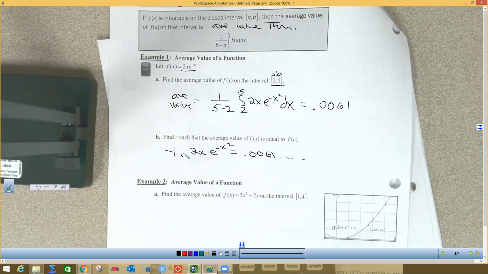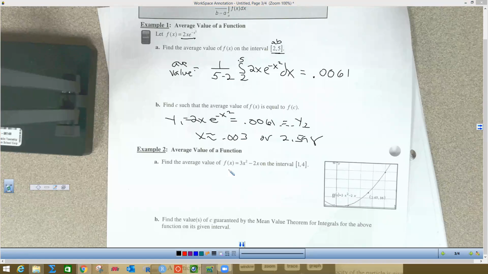So if you put y sub 1 equals this and y sub 2 equals that, and find their intersection, those would be the answers. And if you want to know the answers, this one's 0.003 or 2.598. Both work, but I'm not going to do any more of this integral stuff because it will not be on your AP test. Find the average value of this function from 1 to 4.